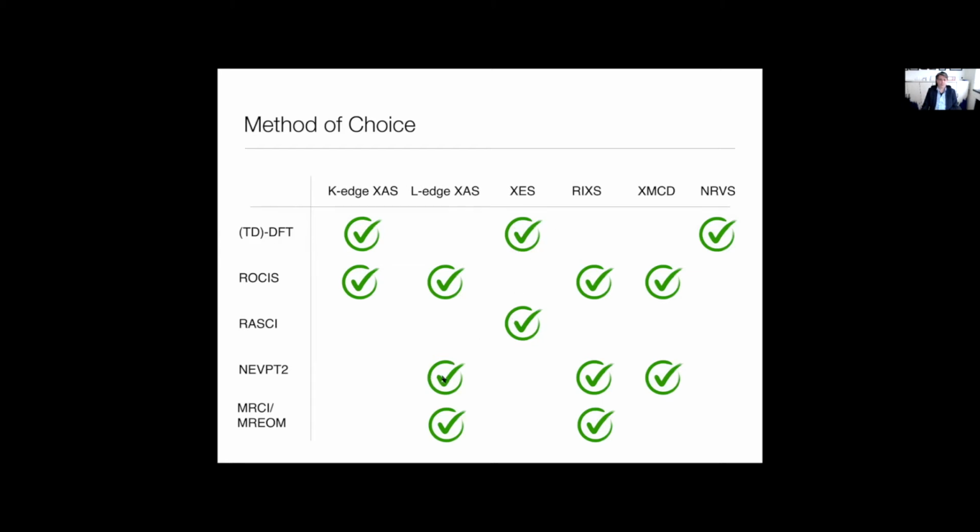NEVPT2 is great for calculating L-edges. It's a bit more expensive than ROCIS, so if you want higher accuracy and you can afford it, then NEVPT2 is a great choice. Also for RIXS and also for XMCD, same comments. It's a step up from ROCIS, but also it's a step up in terms of computational resources. And if you have tons of computational resources and a lot of patience, then you can also calculate L-edges or RIXS spectra, also XMCD, sorry, that's another omission here, that's a mistake in the table, from MRCI and MRCC calculations.